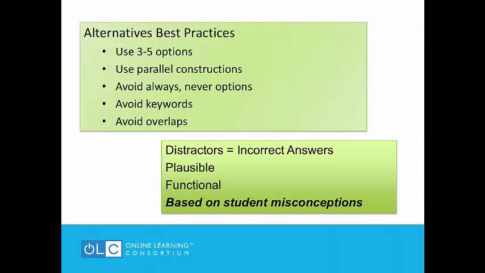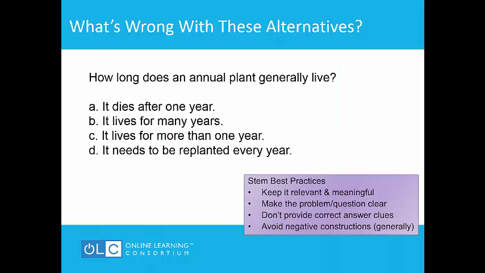And for our distractors, which are the incorrect answers, some best practices include making the distractors plausible so students will entertain them as possible answers. We want them to be functional, or be able to be the correct response, and we want them to be based on student misconceptions, or things that often confuse students. This will help you to analyze whether students really understand what you're measuring.